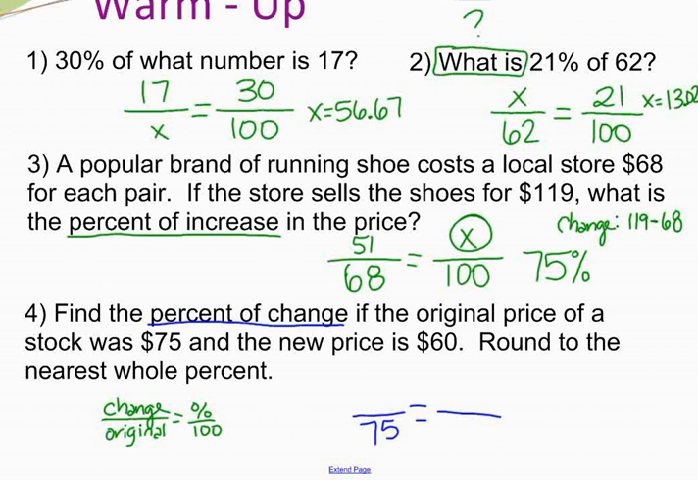Okay. The change here is 15, 60 to 75. Okay, I find that by subtracting. I'm filling in my 100. I'm looking for the percent. And make sure you rounded your answer. If you cross multiply and divide, you end up with 20%. And that would be a decrease, so if it asked, you'd say 20% decrease.